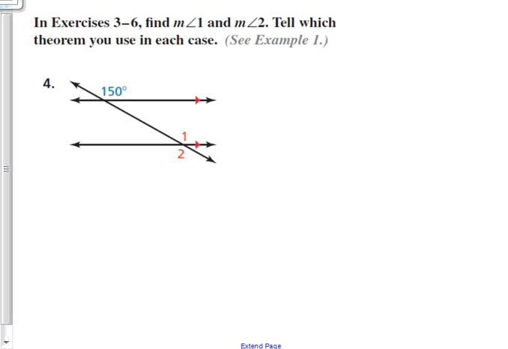Same thing in number 4 that I did in number 3. It's asking me to find the measure of angles 1 and 2 and then explain the theorems I used in each case. So I'm going to start with 1 first.